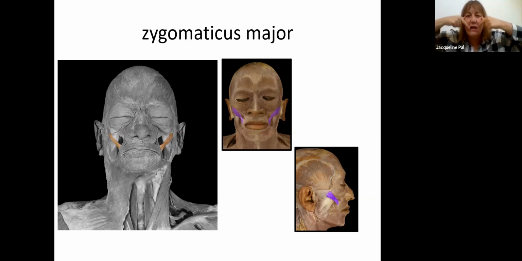So when it contracts, it's pulling the corners of your mouth up or elevating the corners of your mouth like some people get when they're smiling. Because some people, when they smile, the corners go up. Other people, when they smile, they will not have a robust zygomaticus major if they have one at all, and so they won't get the corners of their mouth going up.